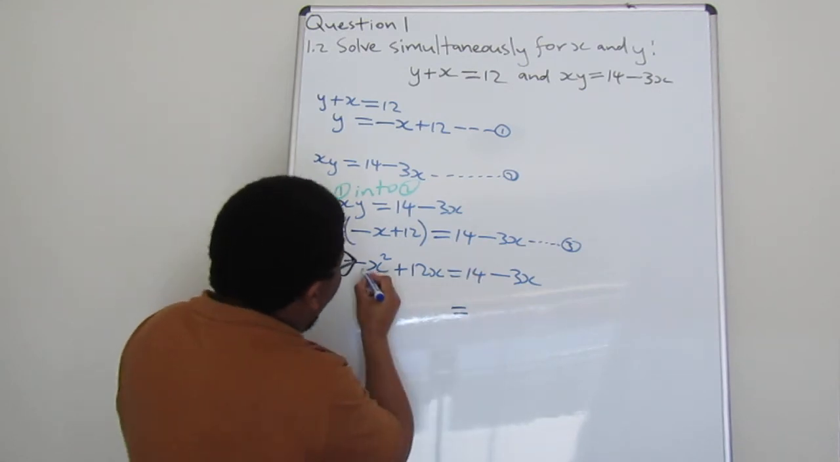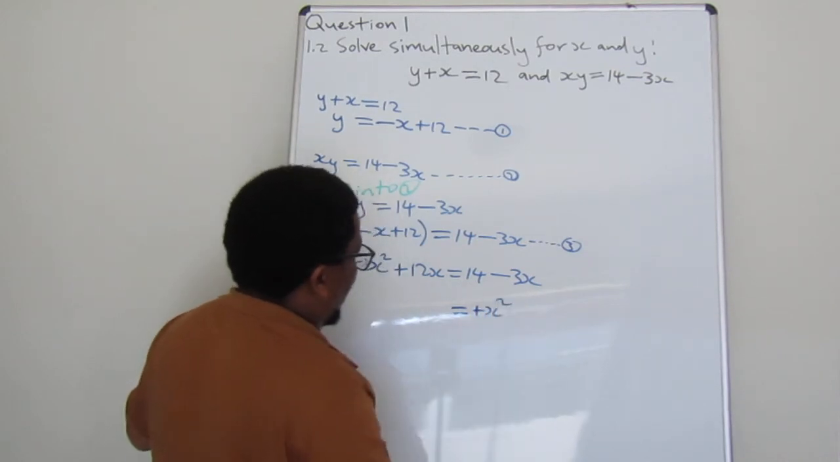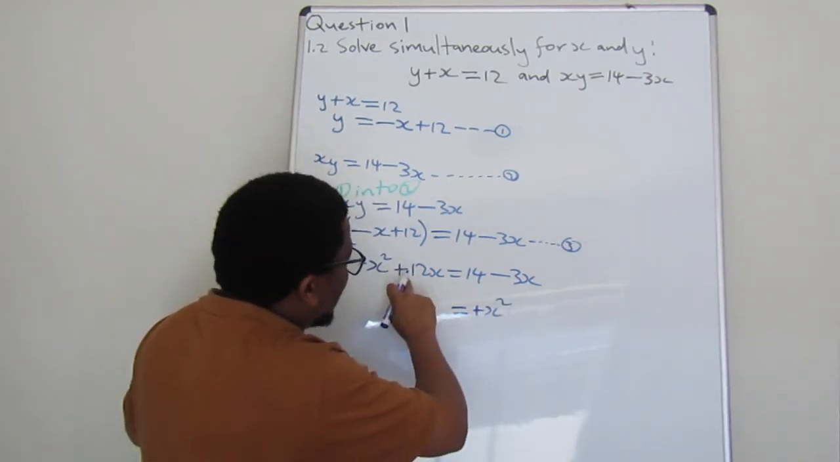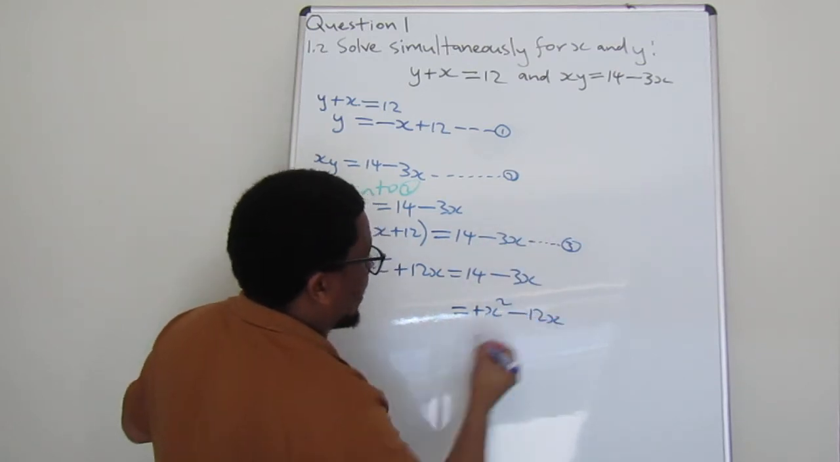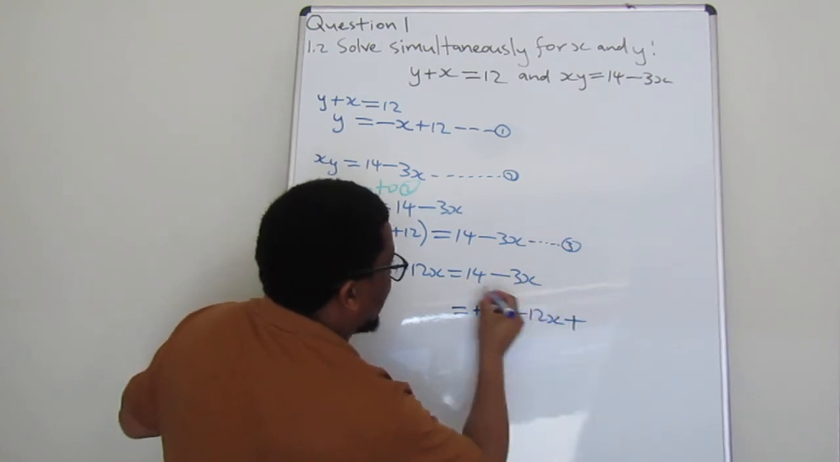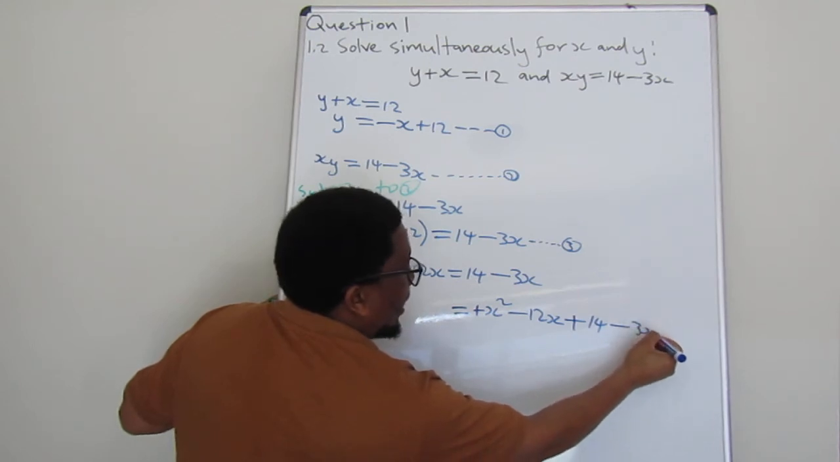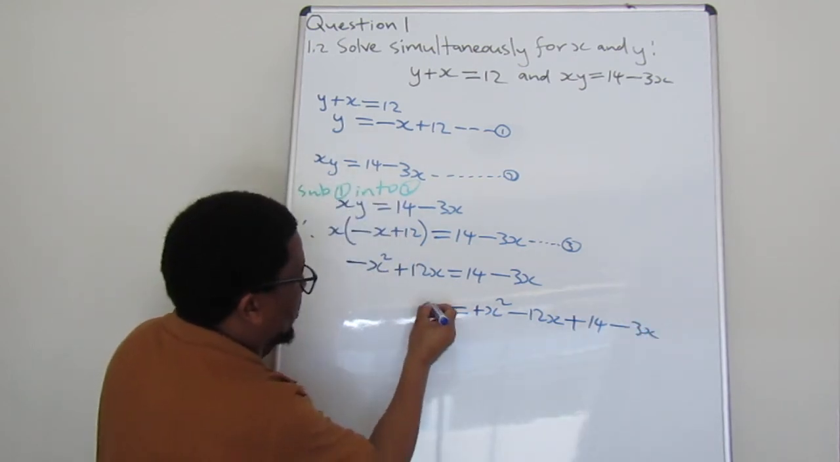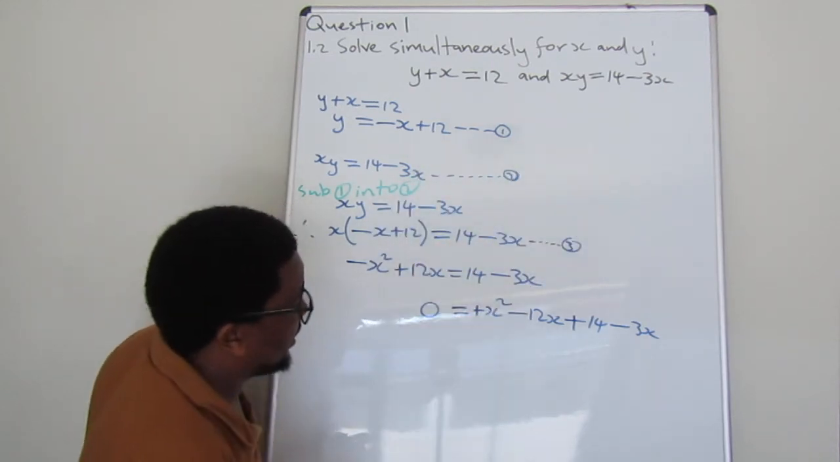I will have, if x squared goes to that other side, it will become positive x squared. If I take positive 12x to the other side, it will give me negative 12x. Then there's also positive 14 here, and negative 3x. So this side now, I've got 0. I've eliminated everything here by taking these terms to the other side.